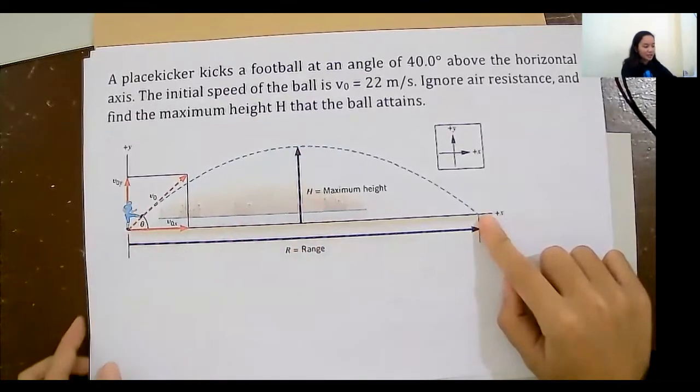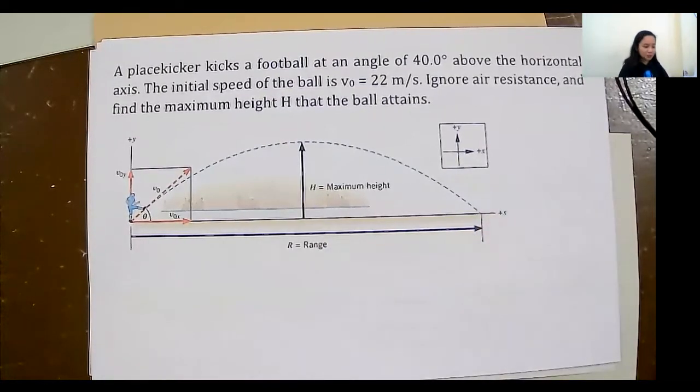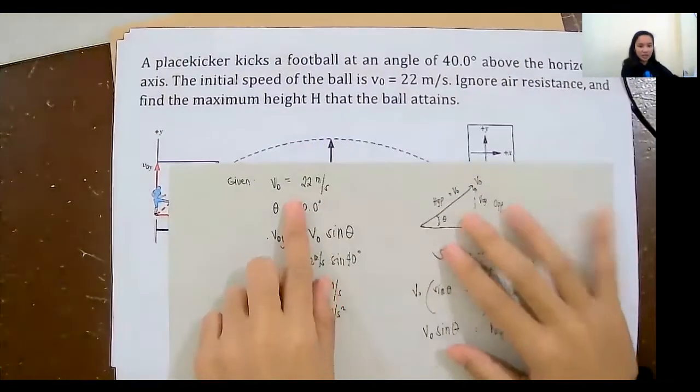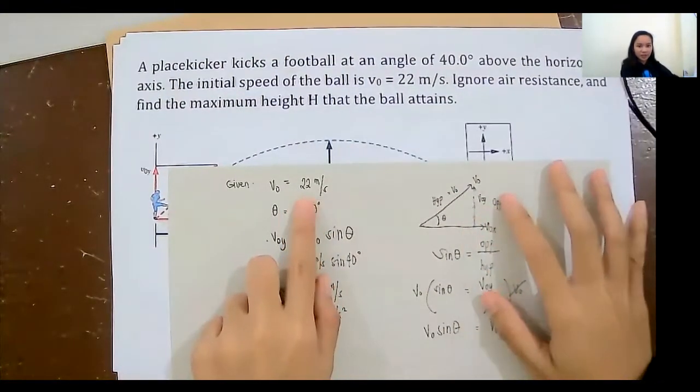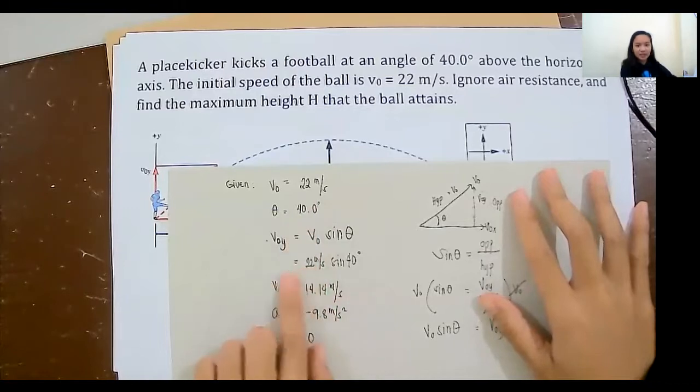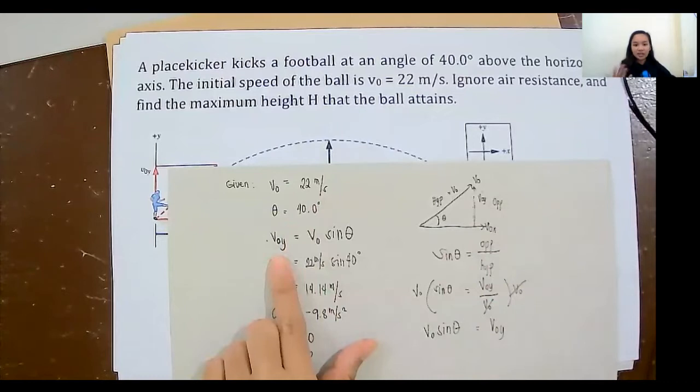Okay. And then to solve this problem, we will write first your given. Okay, so your given is V naught, your initial velocity, that's 22 meters per second, and then your theta, that's 40 degrees. Okay. And then to get your theta, we are going to use your trigonometric function.